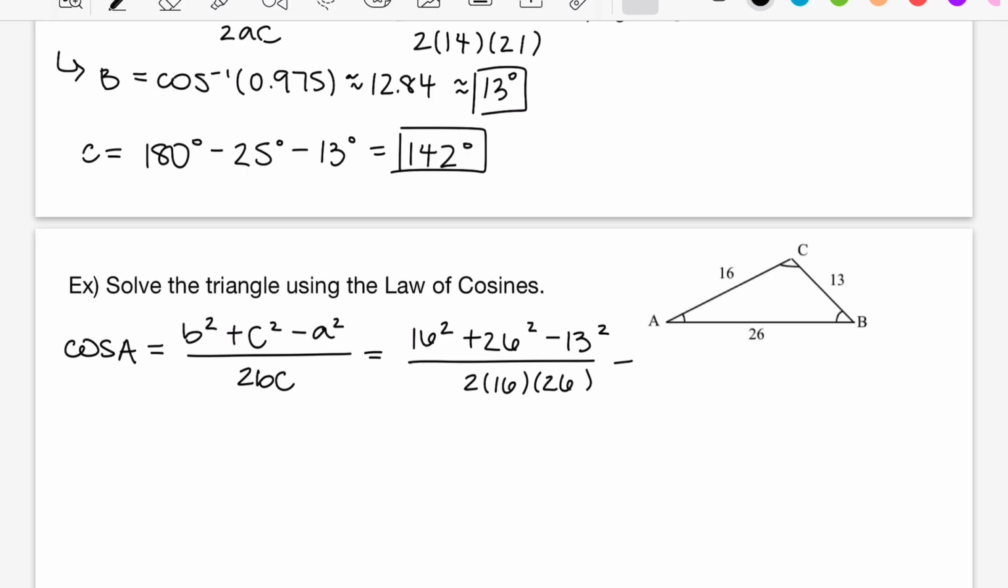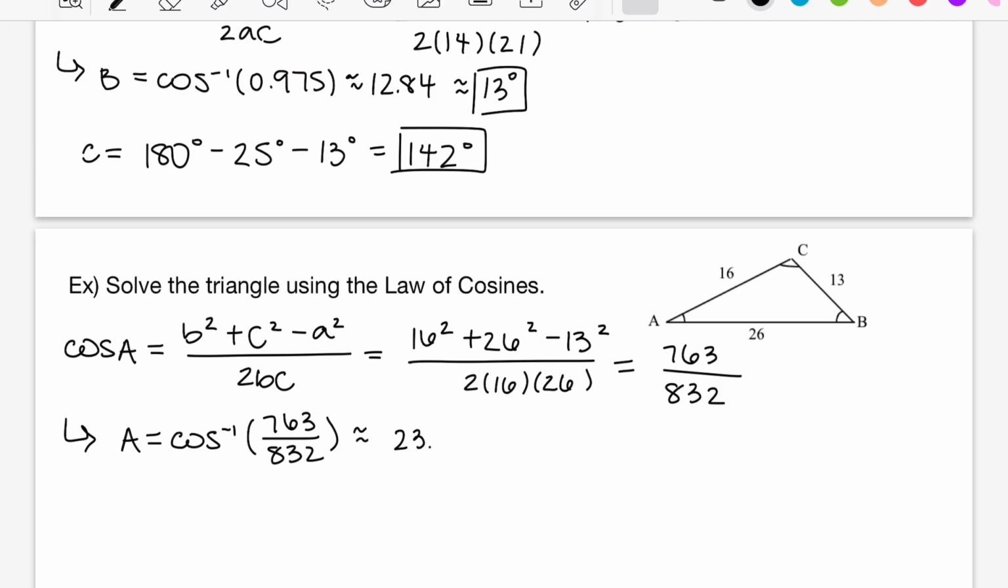This will be equal to this here. And then what I'll do is plug in this fraction directly into arc cosine, because we know that if we want to get A alone, we're going to take arc cosine on both sides of this equation. And then plugging this into our calculator, this will be approximately 23.5 degrees.